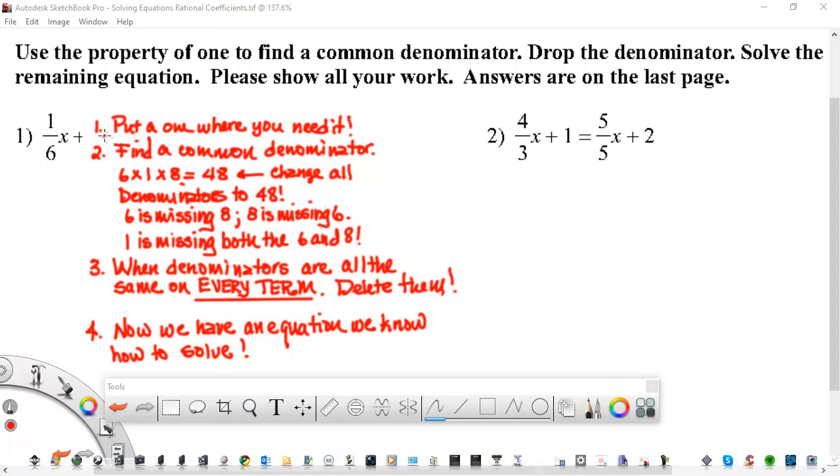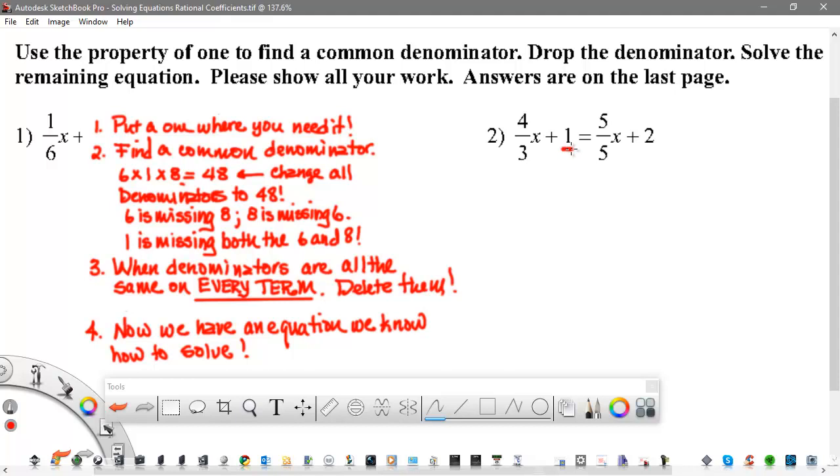Now going back to the steps, step number 1 is we have to put a 1 where you need it. How you know that you need a 1 here is there's no denominator. If you have any terms that don't have a denominator, you have to put a 1 there. Now the common denominator that we want doesn't have to be the lowest, like you heard a lot about the lowest common denominator in 2nd or 7th grade. Here it'd be nice if we use the lowest one, but this will be okay. We're going to take 3 times 5 times 1, which equals 15.